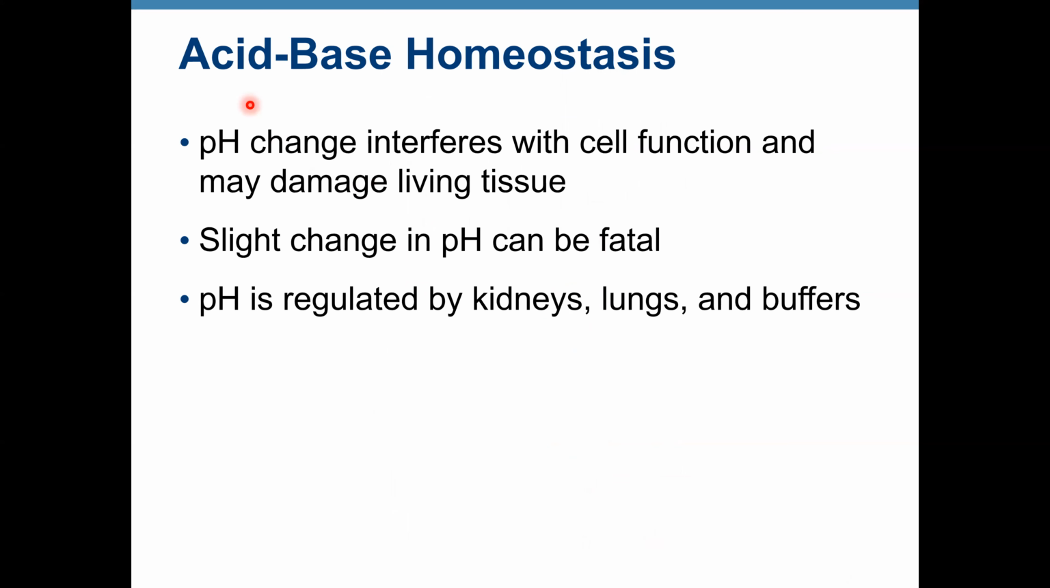Now, acid-base homeostasis is critical for your normal functioning. pH change interferes with cell function and may damage living cells. A slight change in pH can be fatal. So the pH of your blood plasma and of your body fluids needs to be regulated. And it is regulated by kidneys, lungs, and buffers.